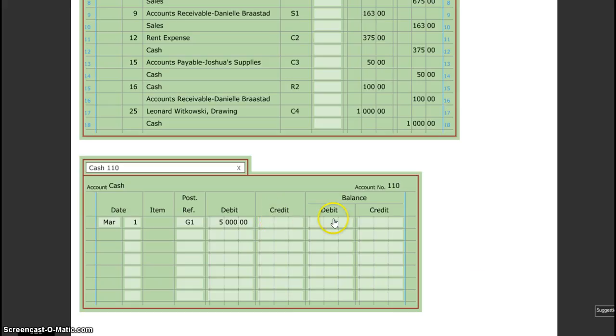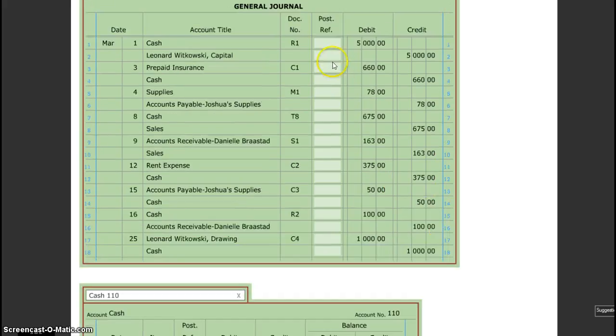And then we have to carry that balance. Right now there's no balance there. It's our beginning balance. So we're just going to carry that straight over to the normal balance. We know that cash is an asset and the normal balance is a debit. So we stay on the debit side. And then we take the account number 110 and we place it in the post reference column. It's kind of like a check mark to show I've done that posting for that row.